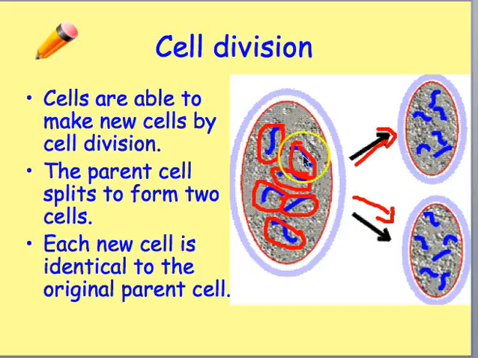You've got 1, 2, 3, 4, 5, 6 chromosomes. And when you look at what is known as the daughter cells, you'll see that they have got as well 1, 2, 3, 4, 5, 6. And the same with this one here, 1, 2, 3, 4, 5, 6. So what we say is that these daughter cells are identical to the original parent cells, and that is very, very important.